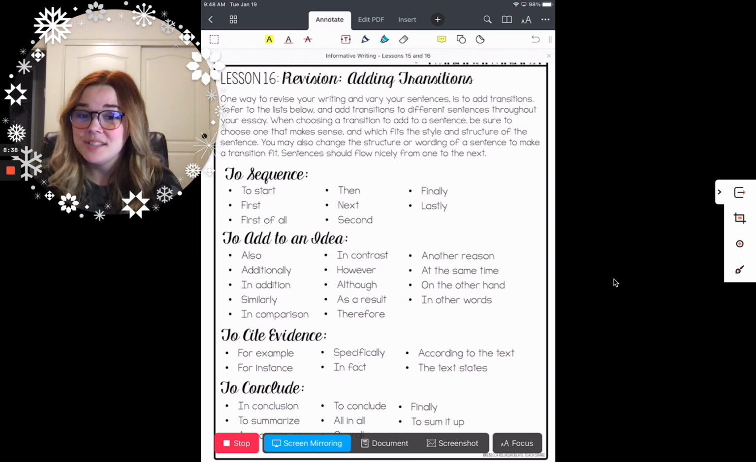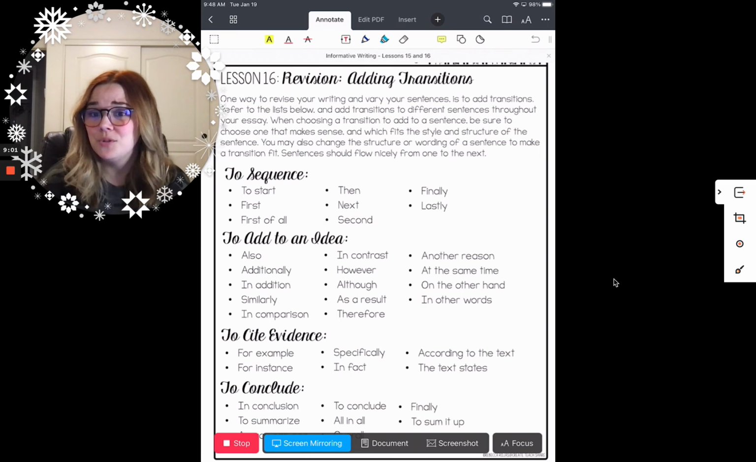And some transitions to add to an idea. Maybe you are telling me an explanation. Things like also, additionally, in addition, in comparison, although, therefore, as a result, another reason, in other words. So if you're adding maybe an explanation, that might be a good transition to that explanation or to transition to another detail.